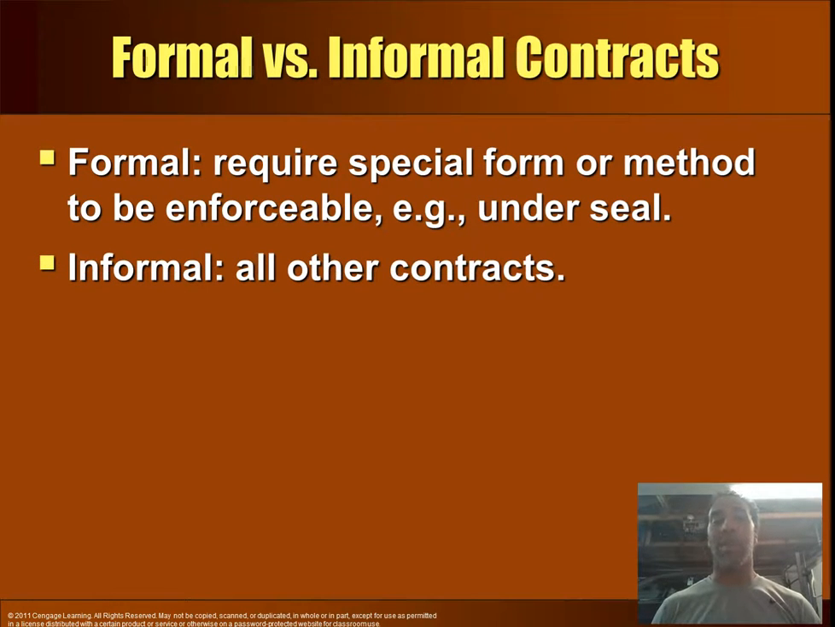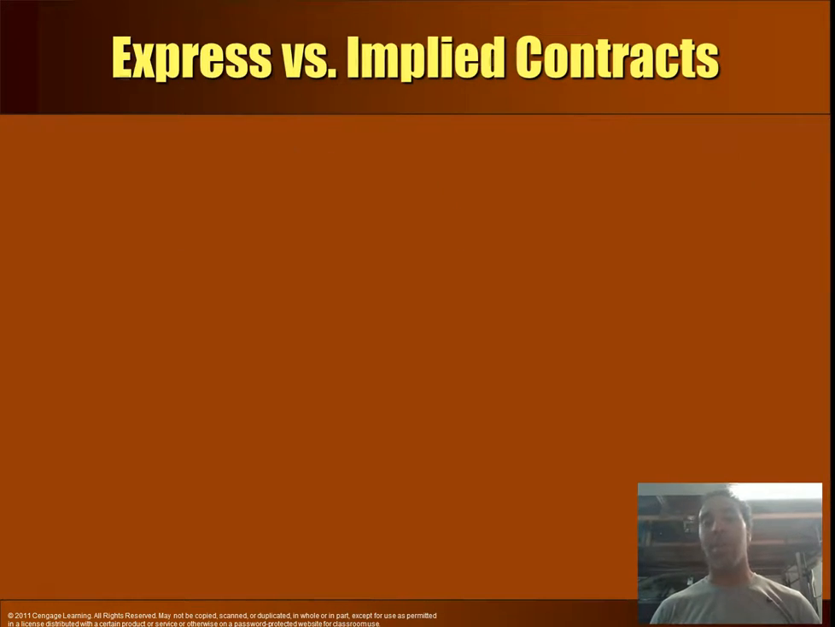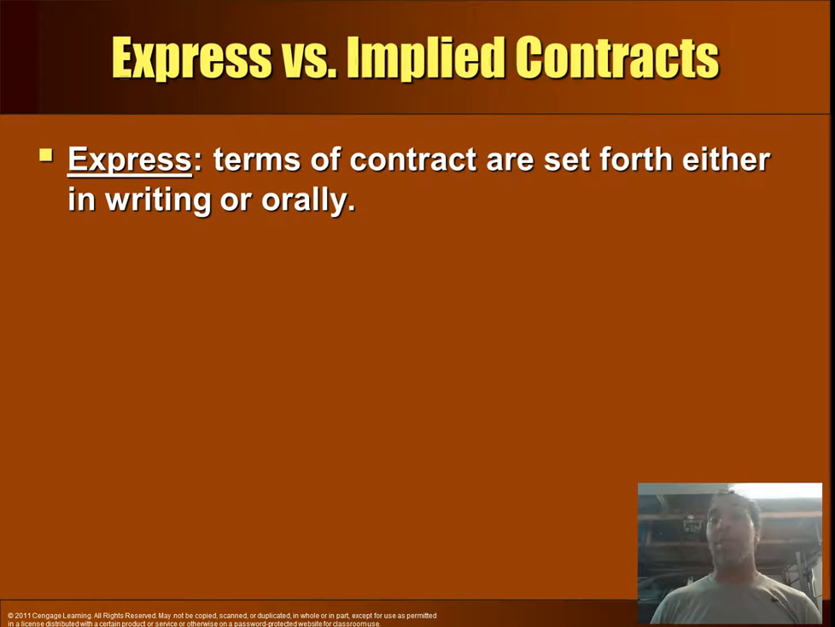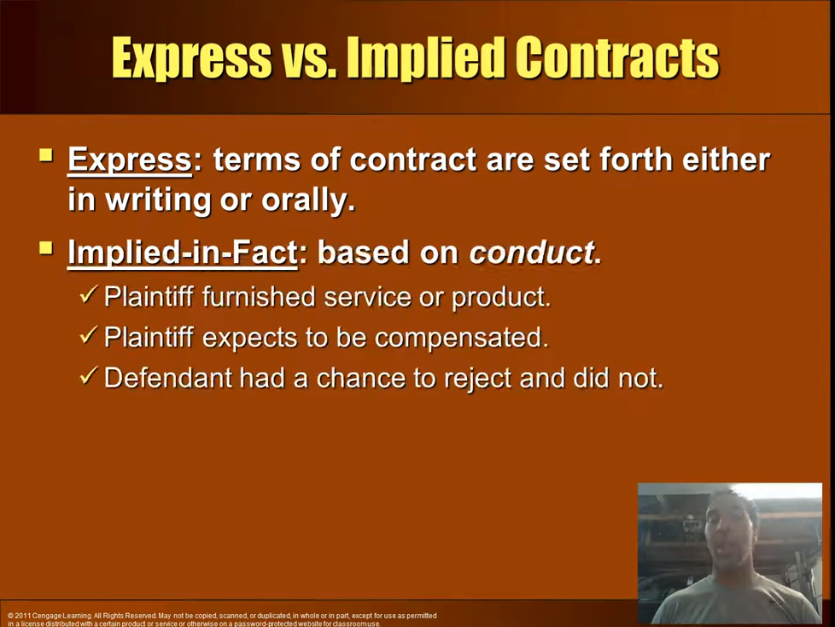So for example, under seal. Informal, all other contracts involved. Express versus implied contracts. Express terms of a contract are set forth in writing or orally. Implied, in fact, is based on your conduct, like I said, about setting a shoebox full of documents down at an HR block and saying, I'll see you in 2 weeks.